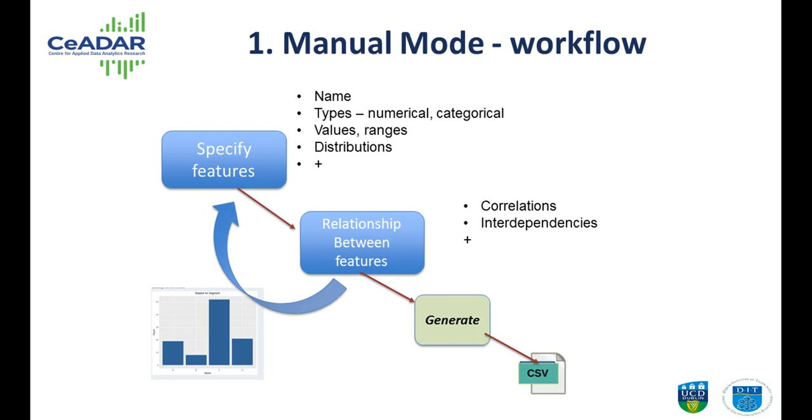Workflow. The usage of DataGen in manual mode, starting on the left-hand side, we initially specify each of the individual features of the dataset, their types, their values, and so on. We then define any known relationships between features that we wish to encode into the dataset. These steps are iterative until all features and relationships are specified. Once completed, we generate the output dataset as a CSV file.